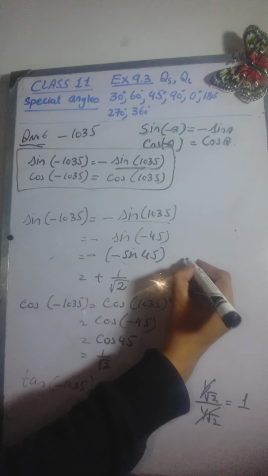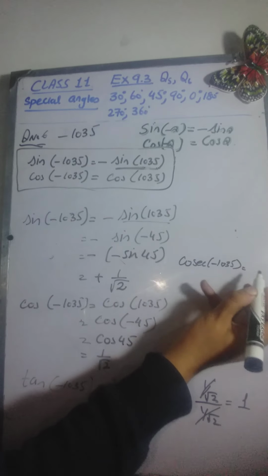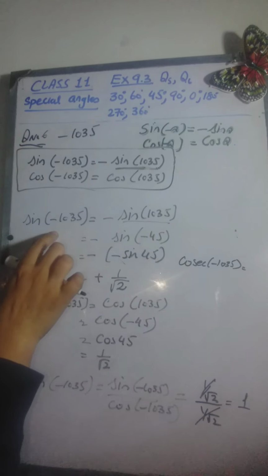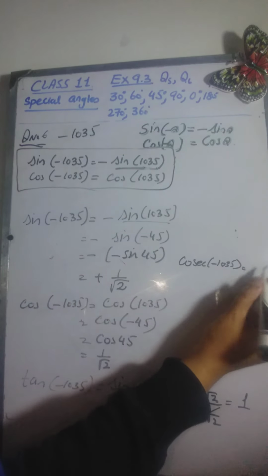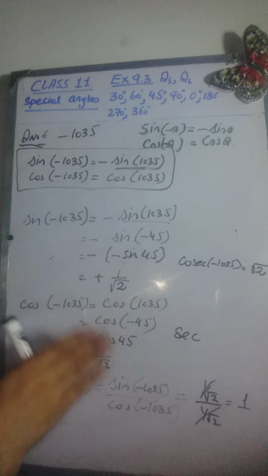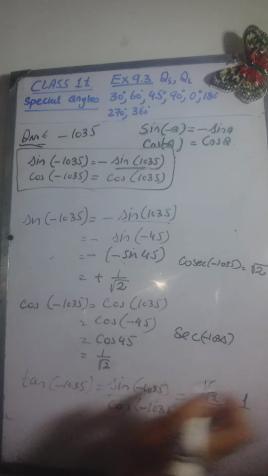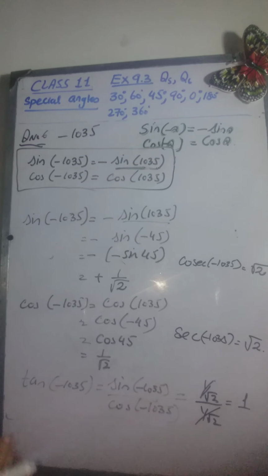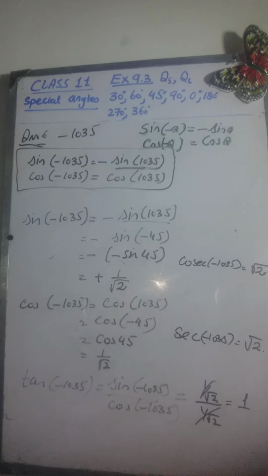Similarly, cosecant of negative 1035 is 1 over sine, the reciprocal of sine, so it will be the reciprocal of 1 over under root 2, which becomes under root 2 over 1, which is under root 2. Similarly, secant of the angle is always the reciprocal of its cos, so secant of negative 1035 will be the reciprocal of its cos, which is equal to under root 2. So this is how you can find the trigonometric ratios of many angles which are coterminal to one of these angles. And that's all for today.